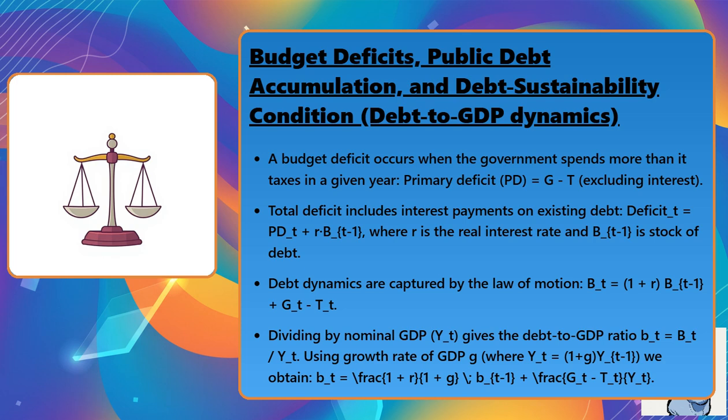Using the growth rate of GDP, g, where Y sub t equals (1 plus g) times Y sub t minus 1, we obtain b sub t equals (1 plus r) divided by (1 plus g) times b sub t minus 1 plus (G sub t minus T sub t) divided by Y sub t.